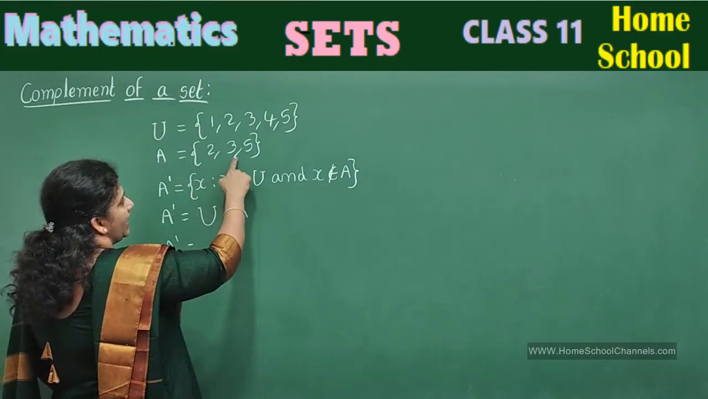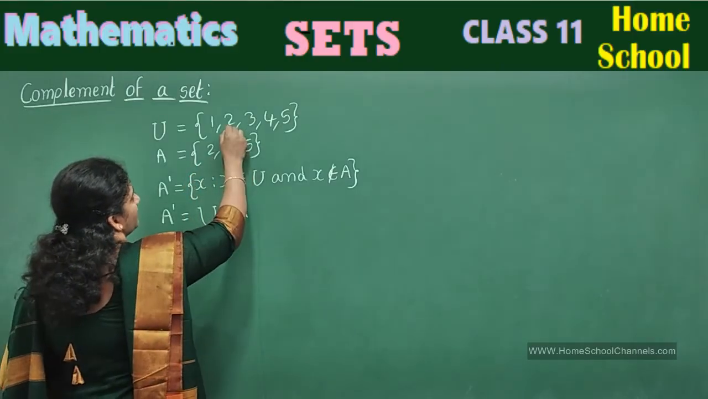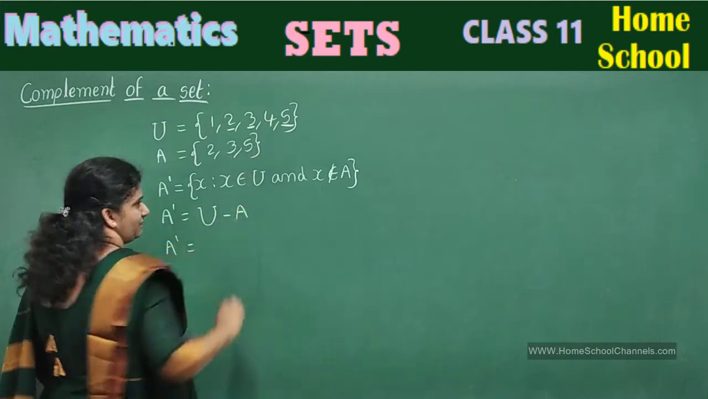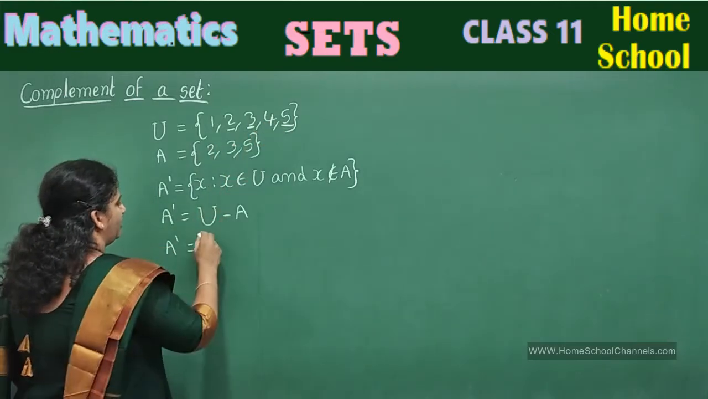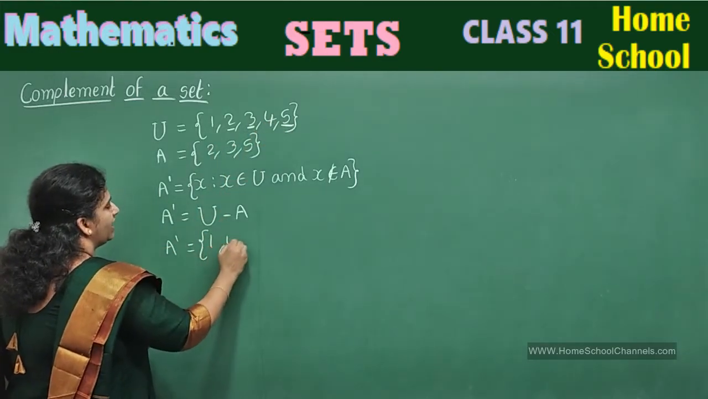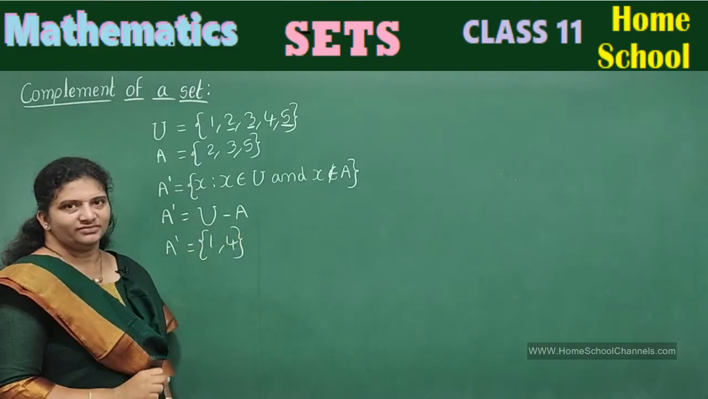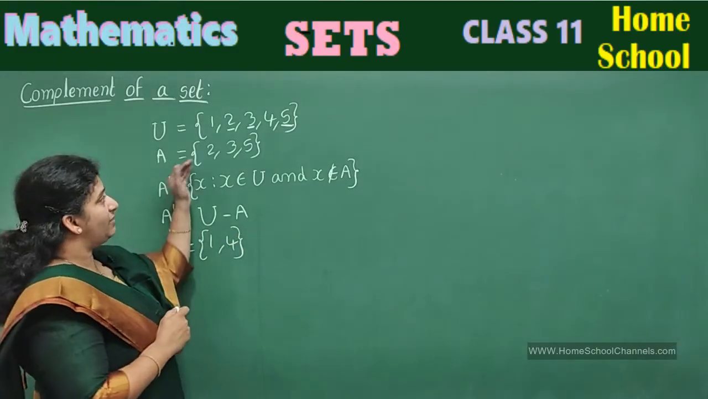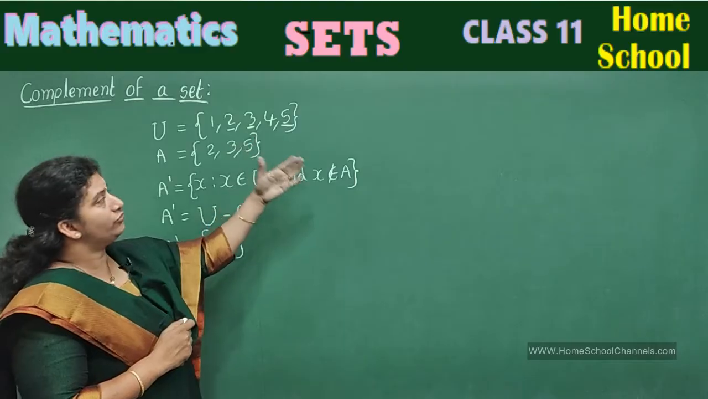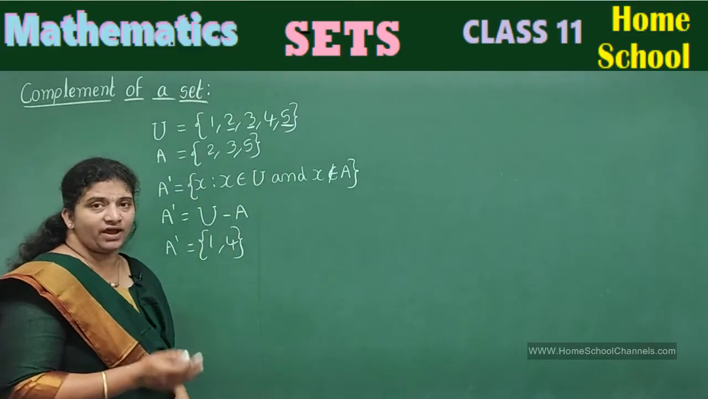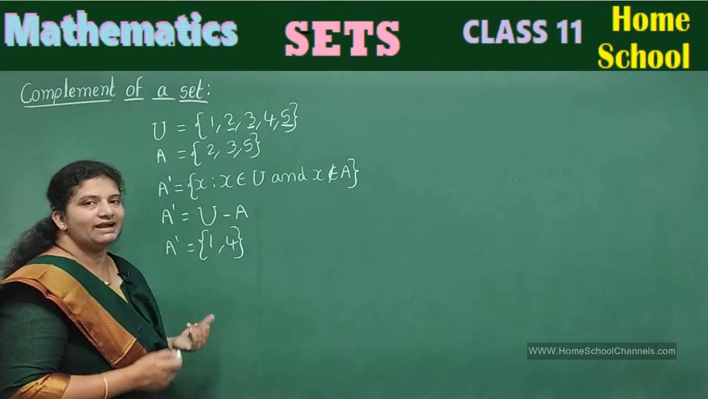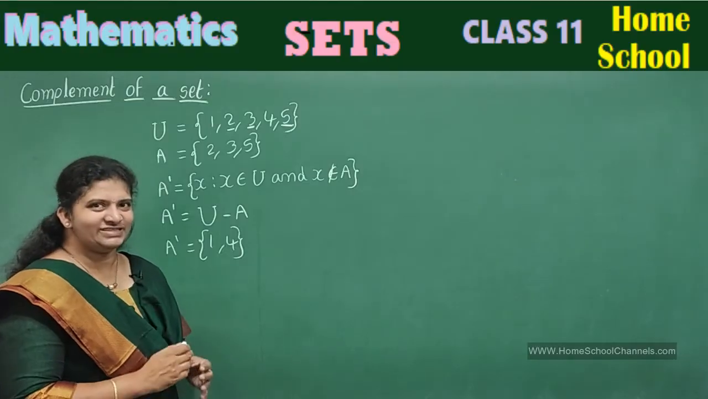See here, what are the A elements? 2, 3, 5. Other than these 3 elements, that is 1, 4. Other than the elements of A means other than 2, 3, 5, write the remaining elements from universal set. That is the complement of a set.